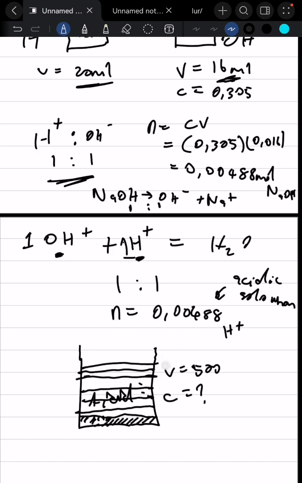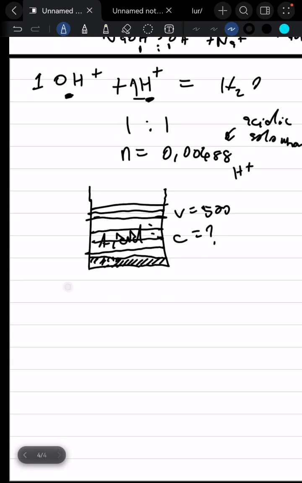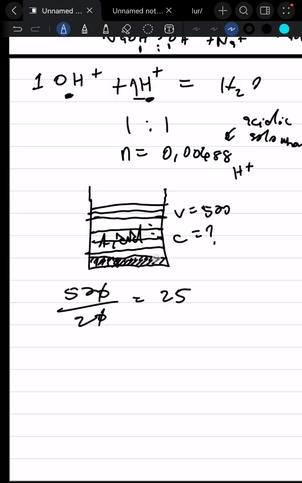To find that you just use simple algebra. It's 500 divided by 20, which is 25 times. So the small portion of 20 milliliters that was able to be neutralized, if I multiply it 25 times, the whole solution could be neutralized. Yes, 25.